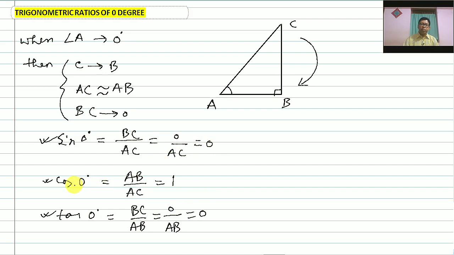And cos 0 degree is equal to 1. Obviously sec 0 degree is equal to 1. Tan 0 degree is equal to 0. So cot 0 degree is equal to 1 upon 0, which means undefined. So the trigonometric ratios of 0 degree are found.